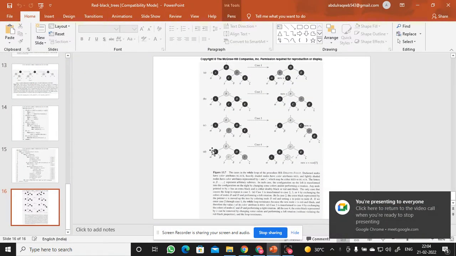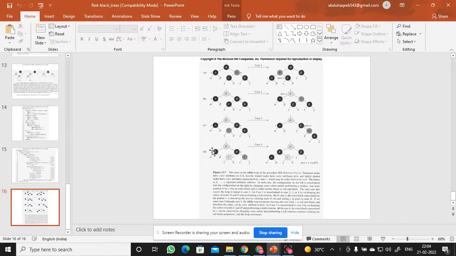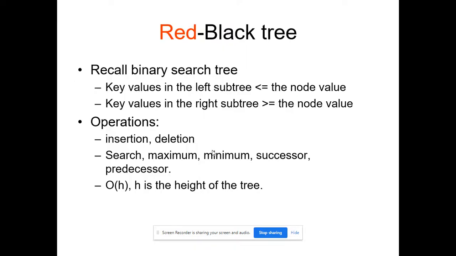Red black trees. Today we'll continue from the balanced binary search trees. Red black trees are another kind of balanced binary search tree. When you say it's a binary search tree, all the properties of a binary search tree are quite applicable here.